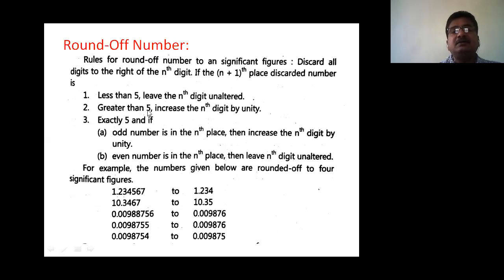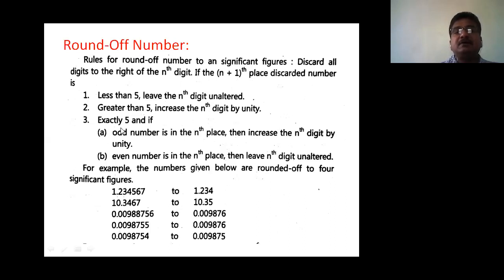If the discarded digit, that is the n plus 1th place digit, is greater than 5, then increase the nth digit by 1 unity. By unity means by 1. That is, if there is 4 at the nth place, then write 5. If there is 3, then write 4. That is, increase the nth digit by 1.